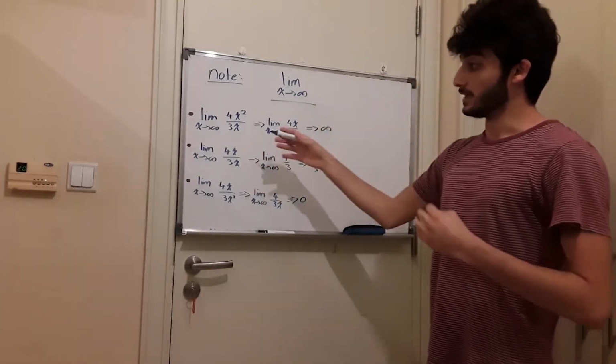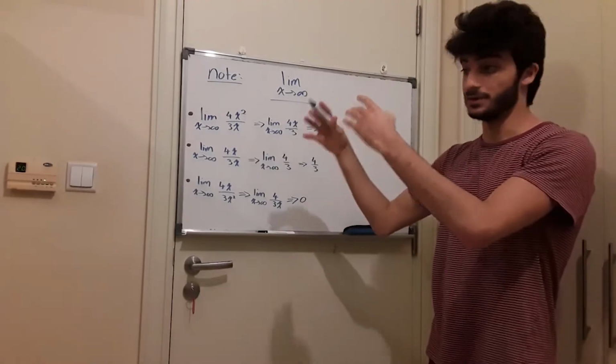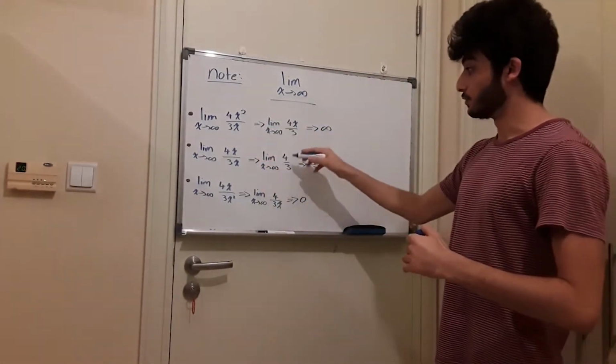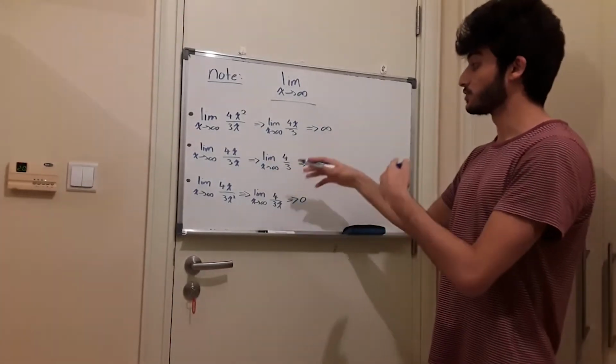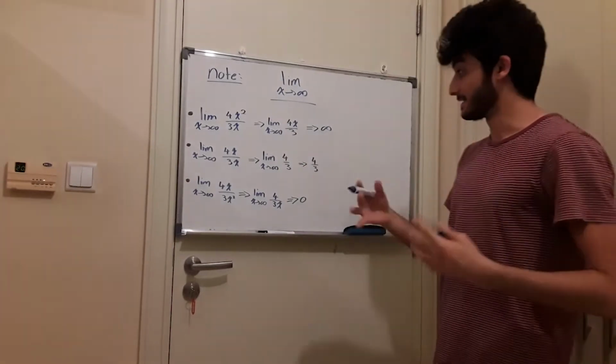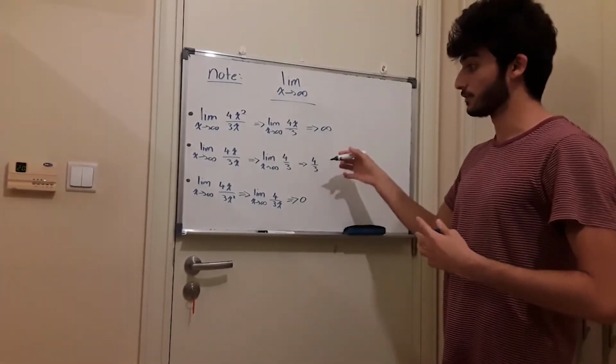Now here, when the power in the numerator is equal to the power in the denominator, the x's would cancel, and therefore you will be left with limit as x approaches infinity of 4 over 3. And we know the limit of a constant is that same constant, so it would be 4 over 3.